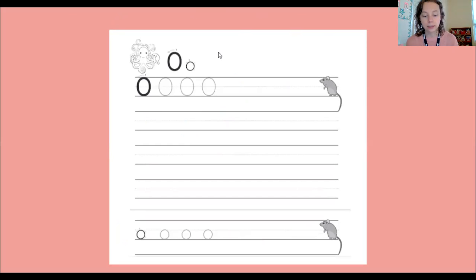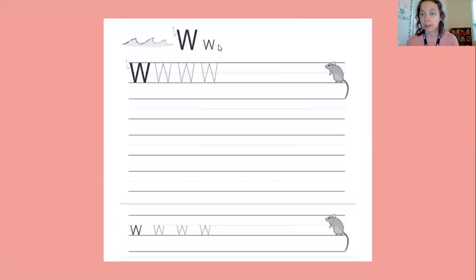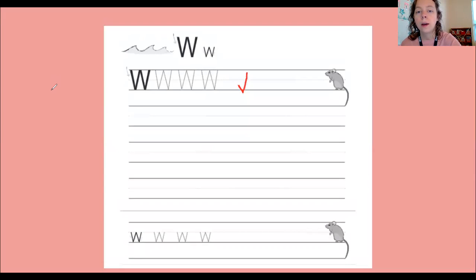Last, we've got uppercase and lowercase w, as in wave. Now the uppercase and lowercase w are pretty similar letters. They're made up of straight lines, no curved lines here. For the uppercase W, you're going to start at the top line, come down, up, down, up. Okay, that's a little messy. I'll try that again. Start at the top line, come down, all the way back up, all the way back down, all the way back up.